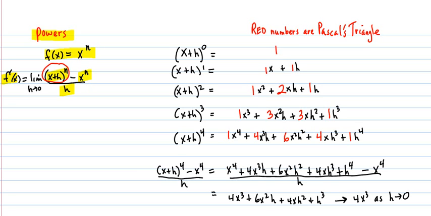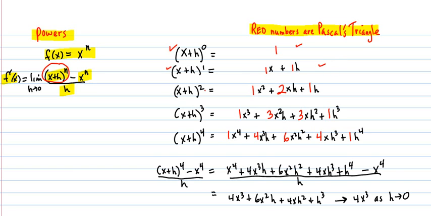So we pause right there for a second and we go over to the famous Pascal's triangle, which are the red numbers here. Pascal's triangle is for the expansion of a binomial. And as you can see, x plus h to the 0, well, that's just 1. X plus h to the first, well, that's just x plus h, but notice it's a 1, 1.